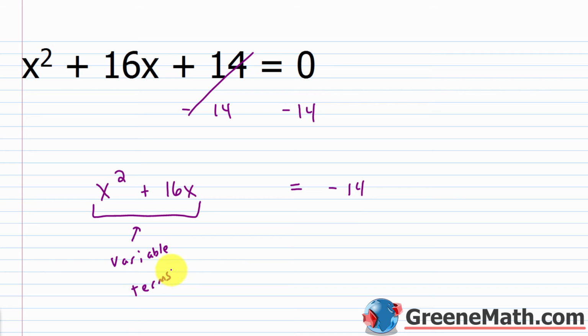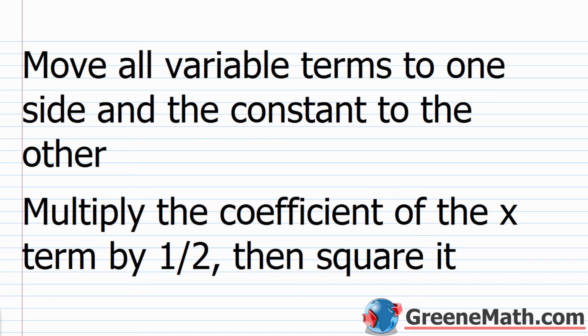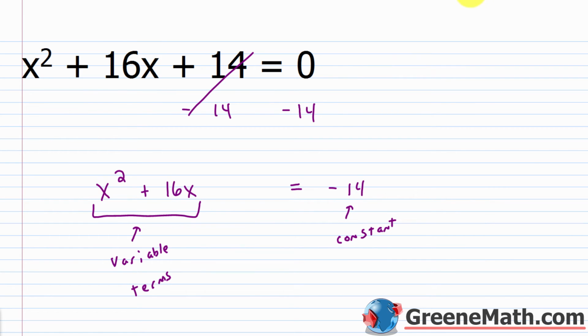And the constant is on another side by itself. This is your constant. All right, the next step is the one that's the most confusing. You want to multiply the coefficient of the x term, just the coefficient, by 1/2, then square it. So here's the coefficient for the x to the first power term. It's a 16. If I multiply 16 by 1/2, and then I square it, what am I going to get?